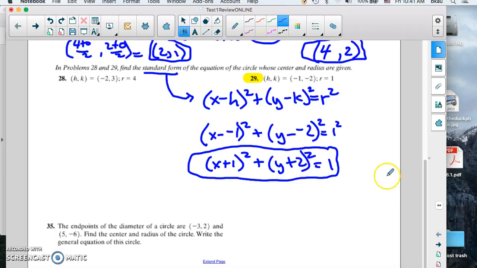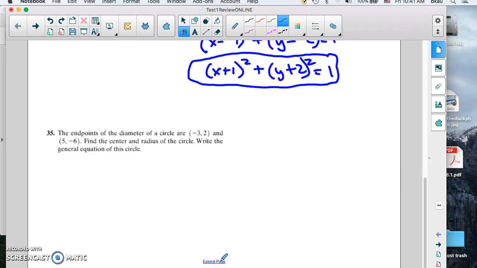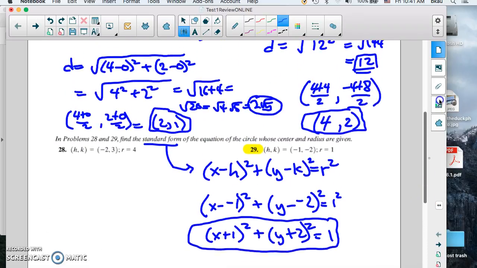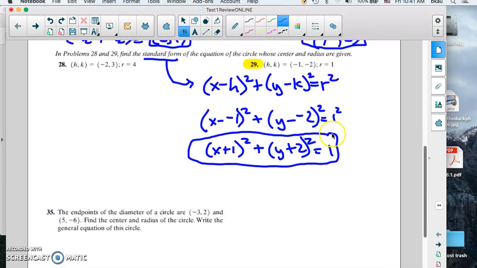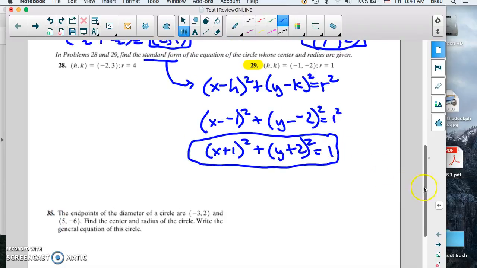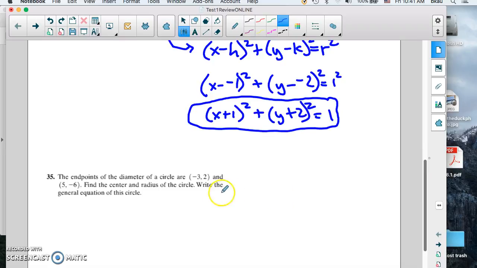All right, and then our application, this is similar to a focus problem that you had. The application to these two things would be to write the equation of a circle, but not knowing the center and the radius, but finding it in the problem. So in this problem here, we have a circle with the endpoints of the diameter given.